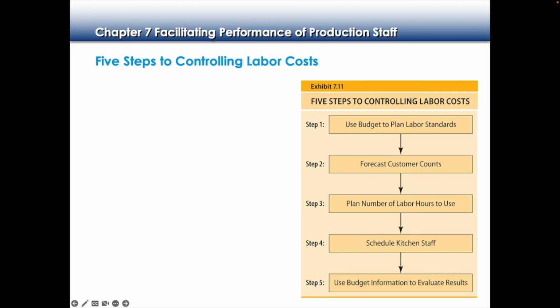Managers should monitor schedules carefully and adjust them when certain events arise, such as the following: significant changes in business volumes, unexpected employee separations, employee call-ins or no-shows, and changes in operating hours or work assignments. Step 5. Use budget information to evaluate results.